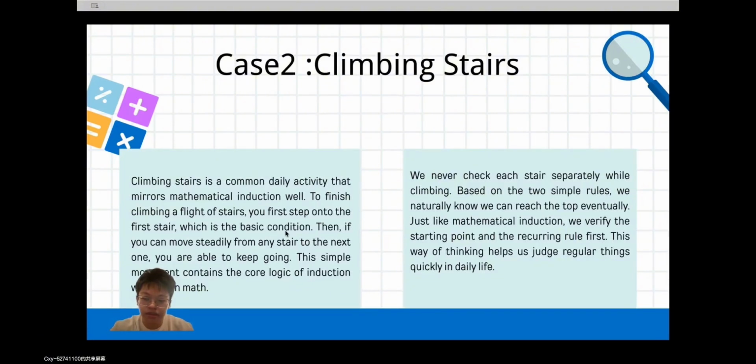So mathematical induction is never confined to the textbook. From dominoes to stairs, from daily routine to scale learning, its logic appears everywhere. It teaches us to see the whole picture, not just isolated events. We hope today's talk helps you discover more mathematical thinking in our daily life. Thank you for listening.